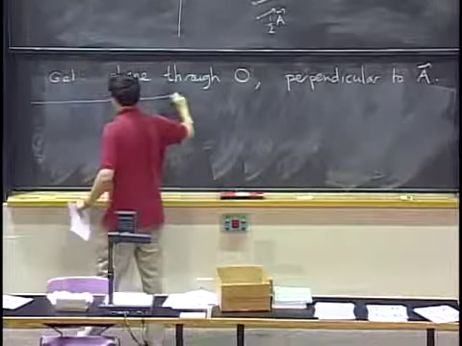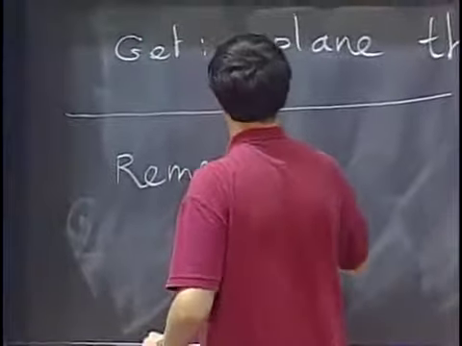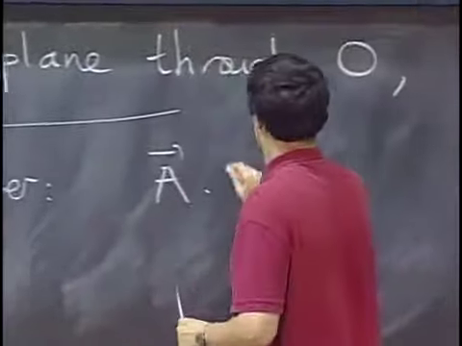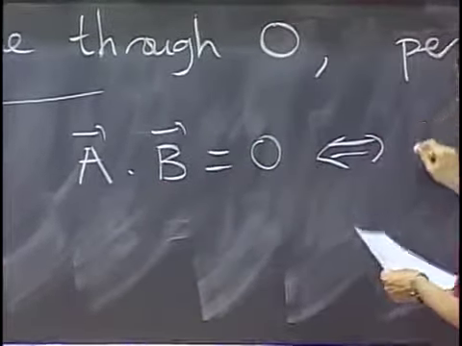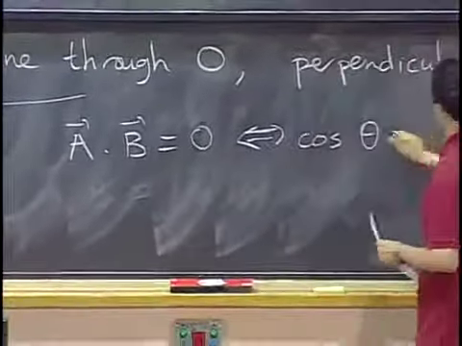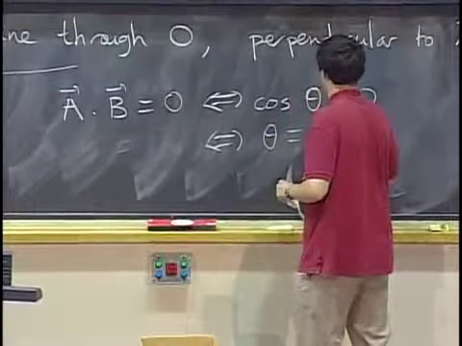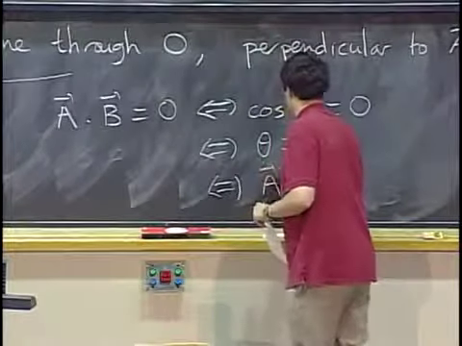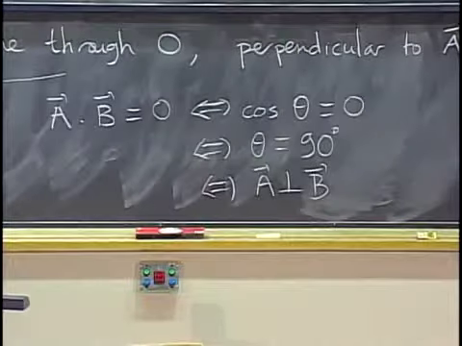And in general, what you should remember is that two vectors have a dot product equal to 0 if and only if the cosine of the angle between them is 0. That means the angle is 90 degrees. That means A and B are perpendicular. So we have a very fast way of checking whether two vectors are perpendicular.